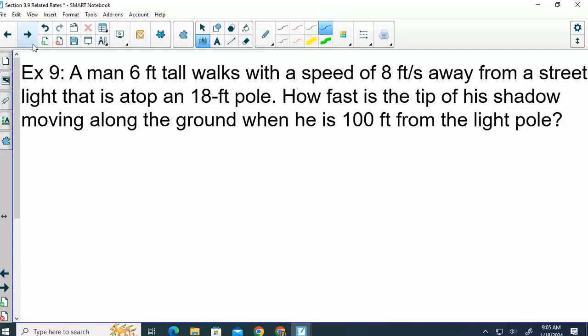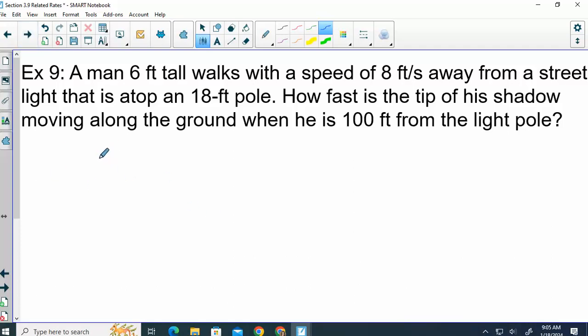A man, 6 feet tall, walks with a speed of 8 feet per second away from a street light that is atop an 18-foot pole. How fast is the tip of his shadow moving along the ground when he is 100 feet from the light pole? What kind of picture would I draw here?